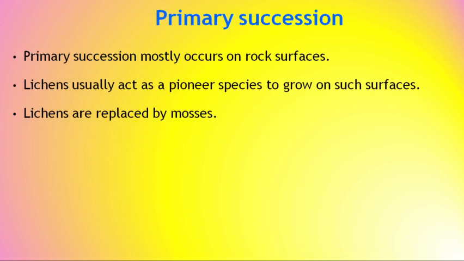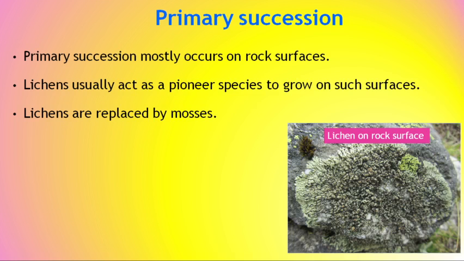The pioneer community which will start colonization in such primary succession processes are lichens. We can see through this picture that a lichen species is growing over bare rock. These are considered pioneer species because lichens can easily grow over rock surfaces. They do not require any organic matter or so many nutrients for their growth. So they are more robust and adapted to grow in such nutrient-deficient areas.